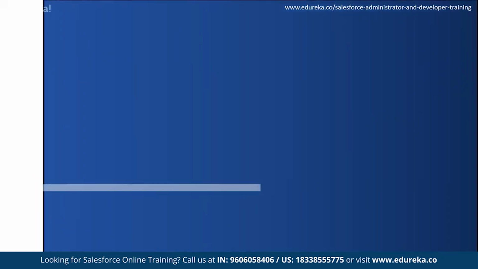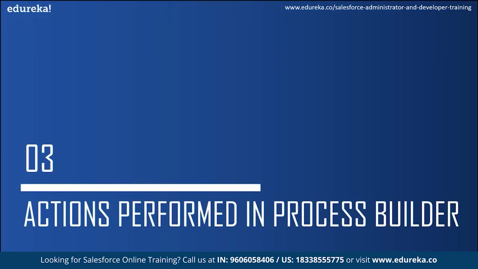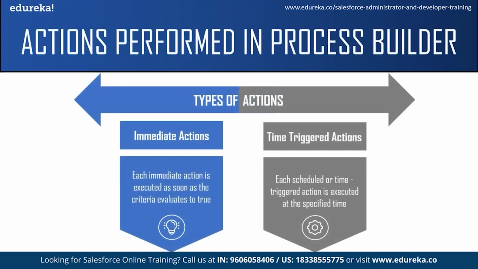Now let us move on to the next topic and see what the automated actions are that can be performed using Process Builder. Firstly, there are 2 types of Process Builder actions, which vary with the time these actions are executed. First is the immediate actions and the next is the time-triggered action. As the names suggest, the immediate actions are the actions performed right after the criteria is met. And time-triggered actions are the actions that are performed after a time interval. You can set a time when you want these actions to run. And after the particular time is done, it checks for the criteria.